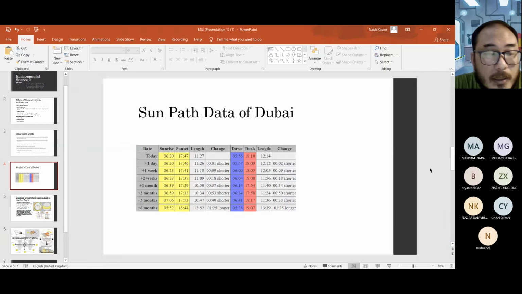Okay, and then you're also missing at least some introduction of Dubai. What is Dubai? It is a city of the United Arab Emirates, UAE. So that is also part of the introduction. Then what else? Differential lighting.